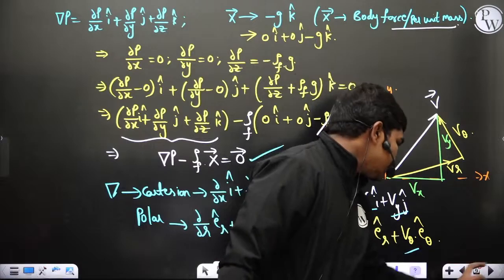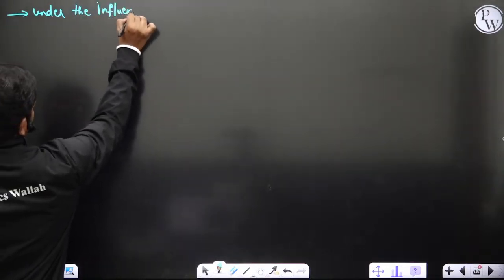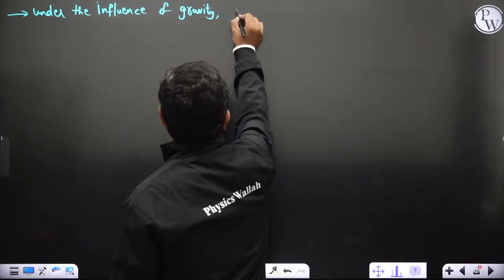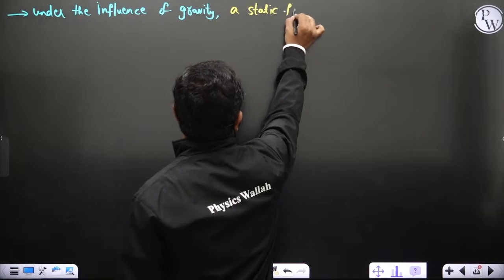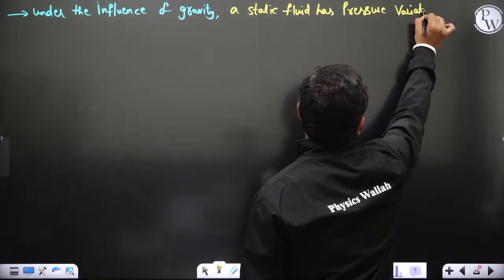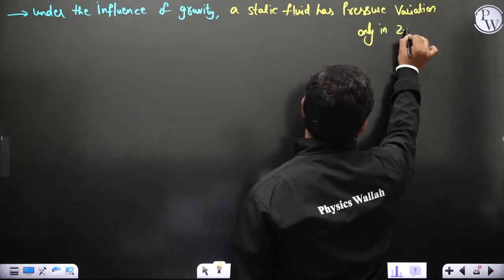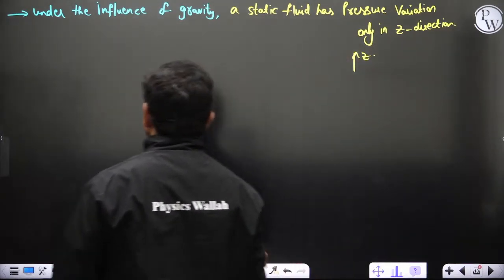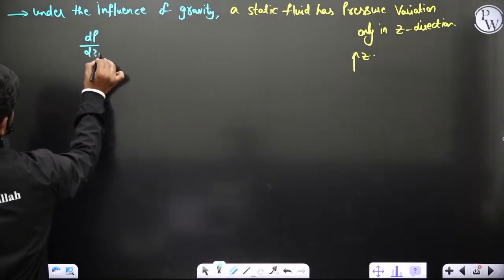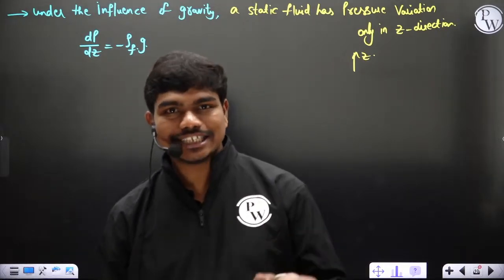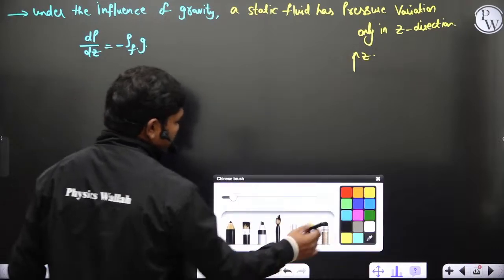Okay, the main case is under the influence of gravity. Under the influence of gravity, clearly, a static fluid has pressure variation only in the z direction. Clear? So z is the upward direction that we have taken. Now carefully, if you see dp by dz, I write this is equal to minus density of the fluid into g, obviously. Now let us see certain cases, in certain media, how pressure actually changes with respect to z. This is the hydrostatic equation, obviously.